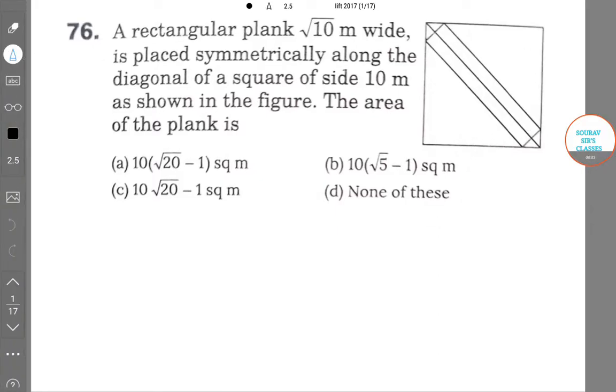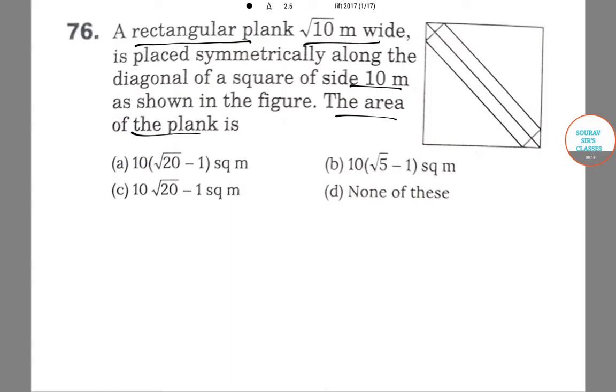The question is, a rectangular plank root 10 meter wide is placed symmetrically along the diagonal of a square of side 10 meters as shown in the figure. Then the area of the plank is. So now first let us label our diagram.